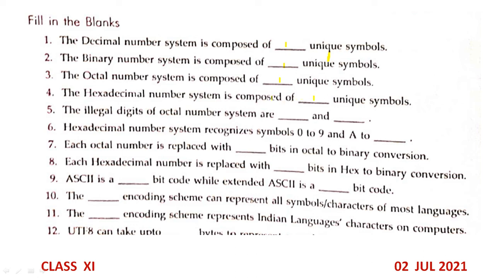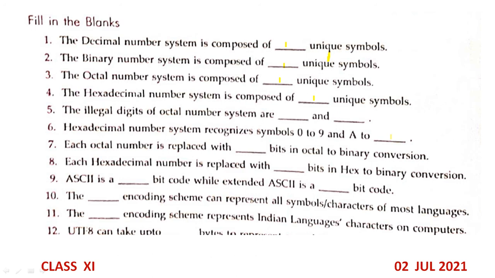The illegal digits of octal numbers are dash and dash. We are talking about the digits. The legal digits are actually 0 to 9 in the case of decimal, right? In the case of octal, we are allowed to take up to the digit 7. Above 7, that is 8 and 9 are illegal digits. The hexadecimal number system recognizes symbols 0 to 9 and A to F. This we have already discussed in multiple choice, right?